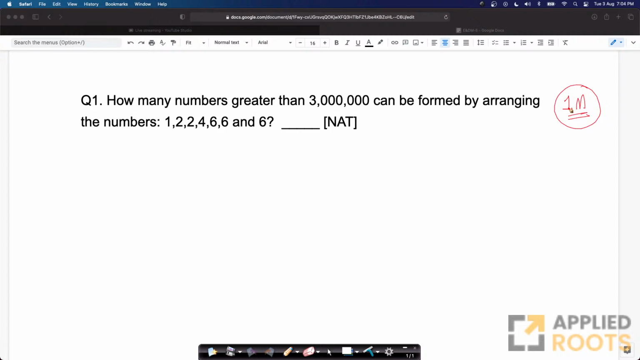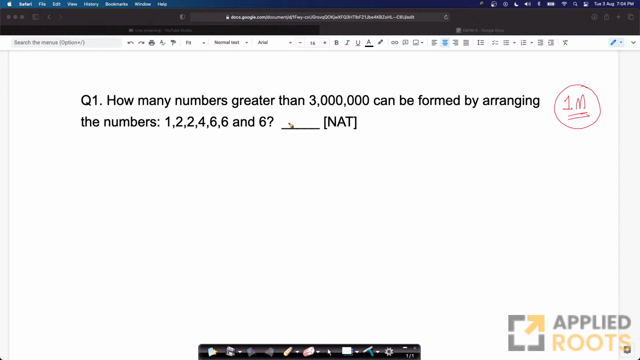Since this is a numerical answer type question, feel free to use a calculator that you have on your computer or a physical calculator. Please try to put in the numeric value here, the number. Please try to think from first principles instead of being formulaic. The best way to solve problems in combinatorics is to solve from first principles. That's what we also try to inculcate when we teach combinatorics at the Applied Gate course. Solve from first principles.